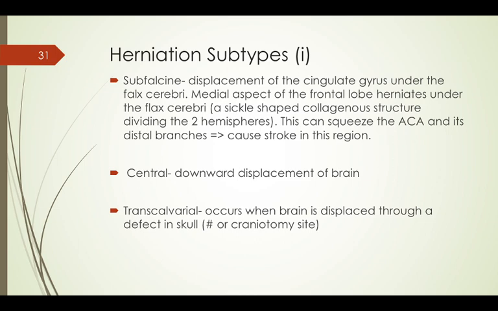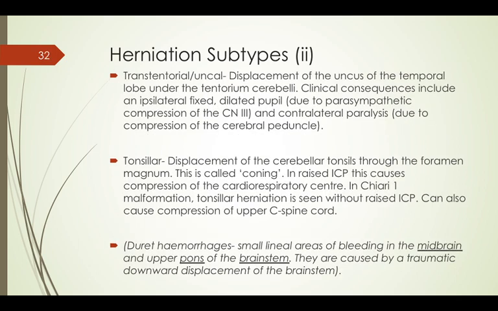We can have central herniation, which is basically downward displacement of the brain, or transcalvarial, where the brain is displaced through a defect in the skull, perhaps through a fracture or craniotomy site. The other ones to be aware of include a transtentorial, otherwise known as an uncal herniation, where a bit of the temporal lobe starts to move underneath the tentorium cerebelli, and can cause pupillary abnormalities due to cranial nerve 3 or oculomotor nerve compression.